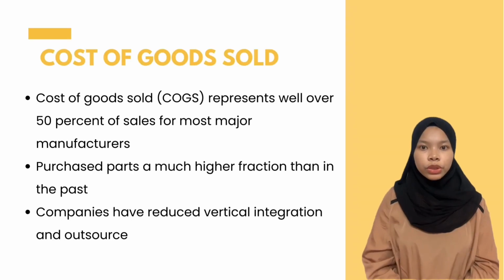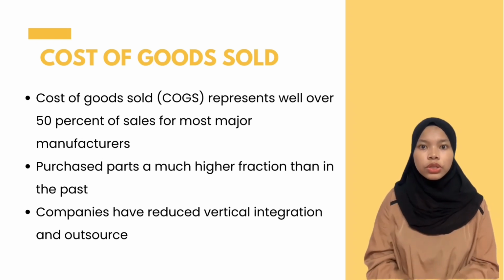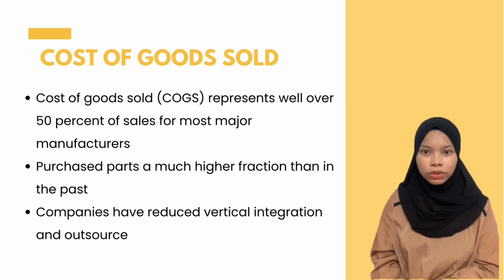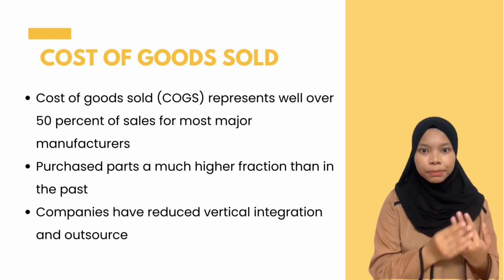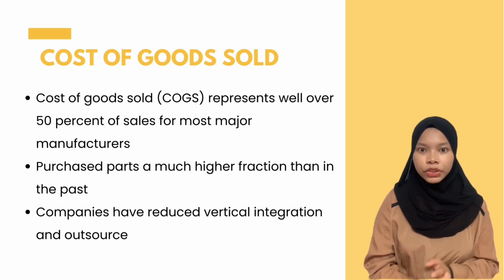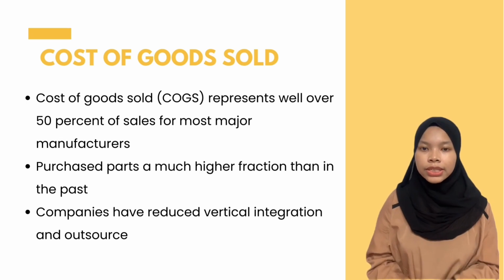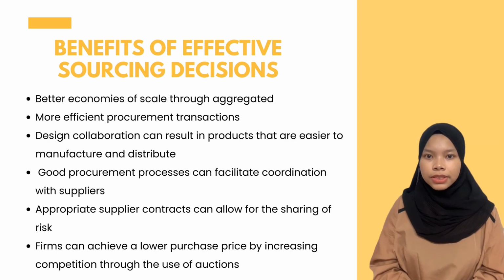Okay, now we move to the cost of goods sold. What is the cost of goods sold? Cost of goods sold, or COGS, represents well over 50% of sales for most major manufacturers. It is a purchased part, a much higher fraction than in the past. Companies have reduced vertical integration and outsource. There are some benefits from effective sourcing decisions.